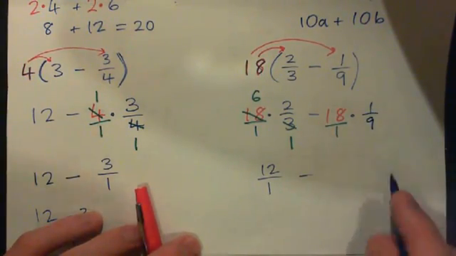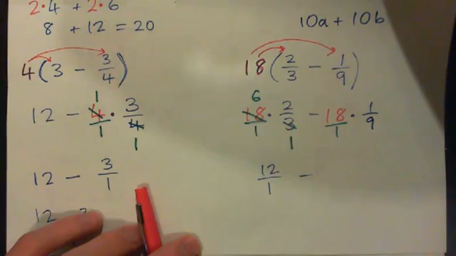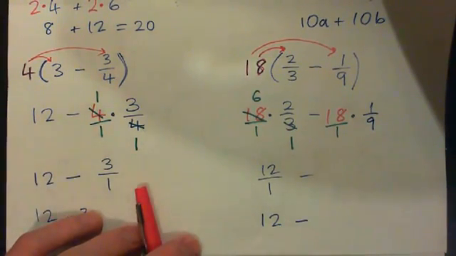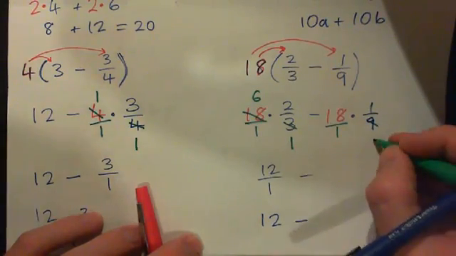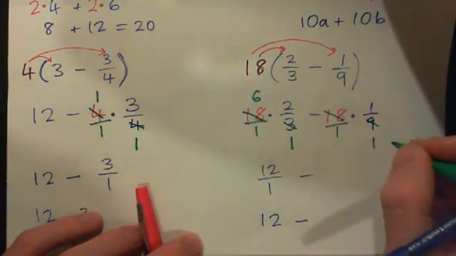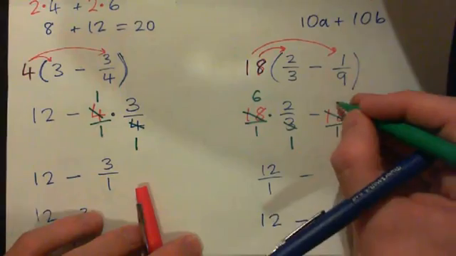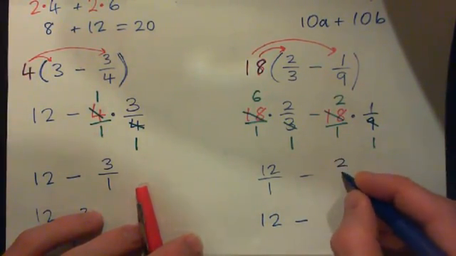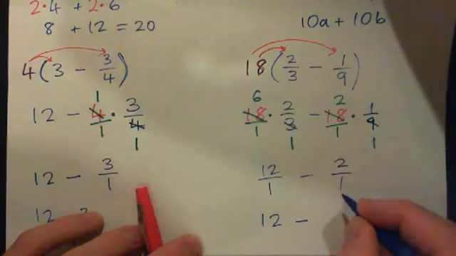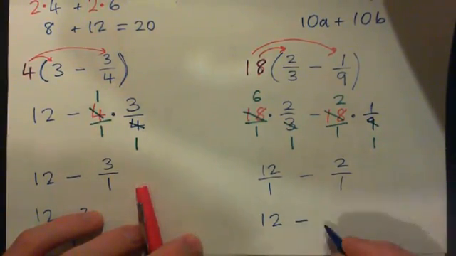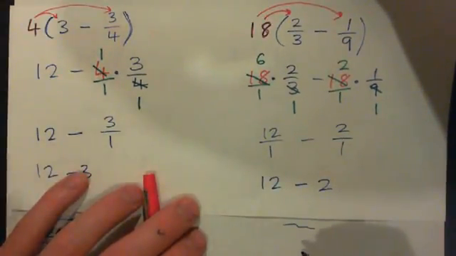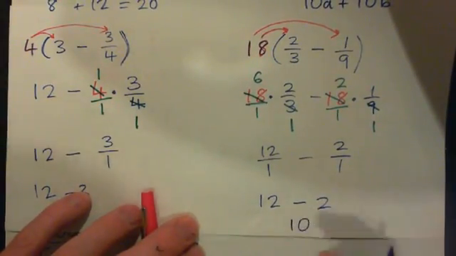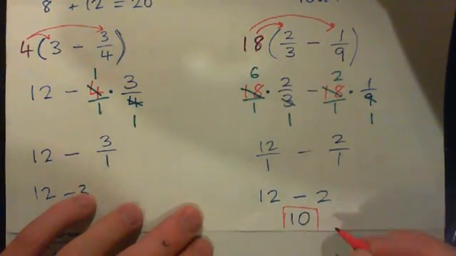How about this guy? That's, of course, 12, isn't it? 12 over 1 is just 12. So 12 minus what? Well, let's see. 9 into 9 goes once. 9 into 18 goes 2 times. So we get 2 times 1, which is 2, over 1 times 1, which is 1. So you just get 12 minus 2, 10. Right? So this thing becomes 10.